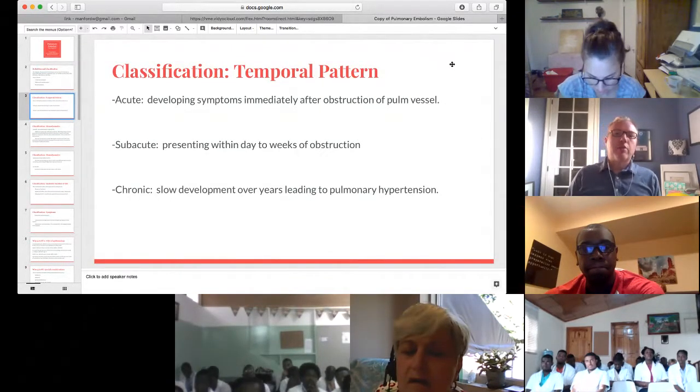So first we're going to talk about temporal pattern. In other words, when the symptoms and pulmonary embolism took place.